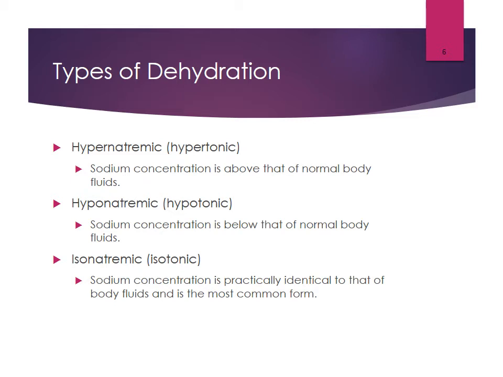Some clinical manifestations that you'll see with isonatremic dehydration: mild thirst, skin turgor is poor, dry skin, decreased urine output, dry mucous membranes, skin temperature is cold, they may or may not have a fever, and they may be lethargic.